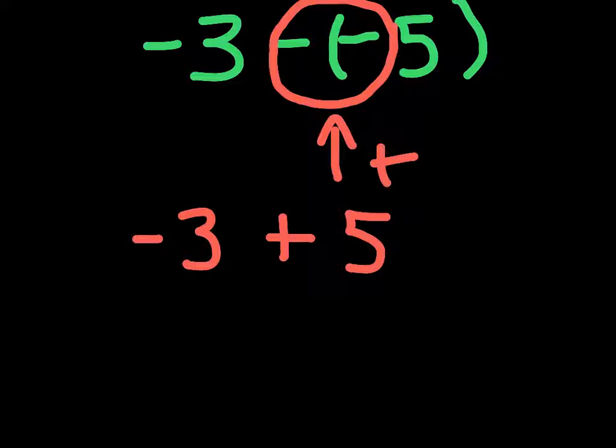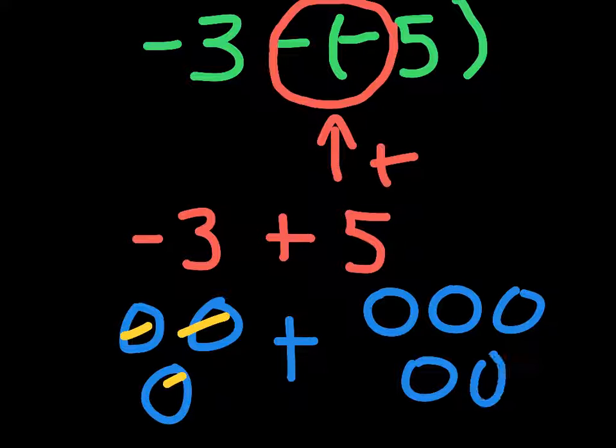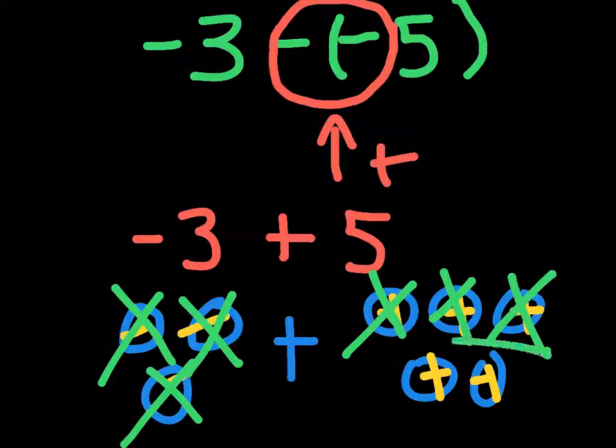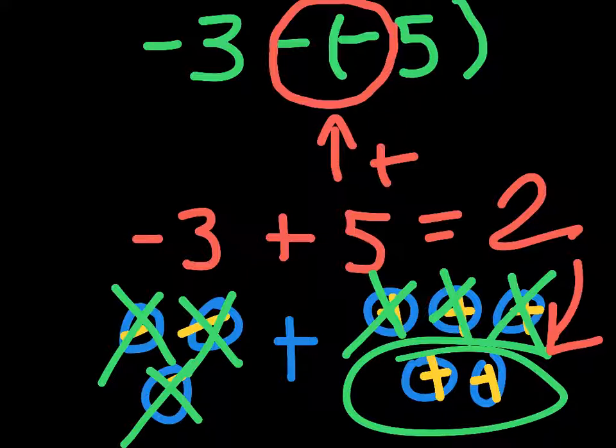This is a smaller number, so I think we're going to use counters. So we have 3 negative counters plus 5 positive counters. 1, 2, 3, 4, 5. These are all positive, positive, positive, positive. What's the first thing we know? They're opposite, so we can cross them out to cancel each other. So 1 negative, 1 positive, 1 negative, 1 positive, 1 negative, 1 positive. What do we have left? 2 positives. So now we know that this is 2 because the leftover counters were both positive.